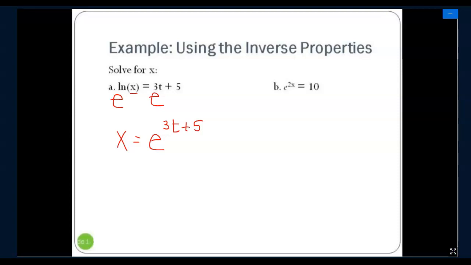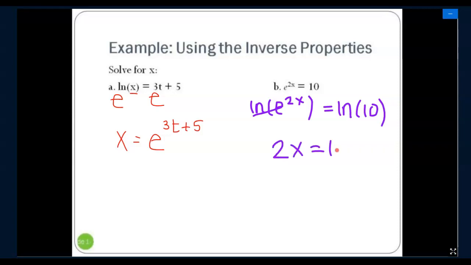And letter B, to get rid of e to the 2x, you're going to ln both sides. Because remember, in math, we have to balance our scales. So what I do to the left, I have to do to the right. The natural log and e are inverses. So it's kind of like multiplying 1/2 times 2. They cancel. So that leaves you with 2x equals the natural log of 10.